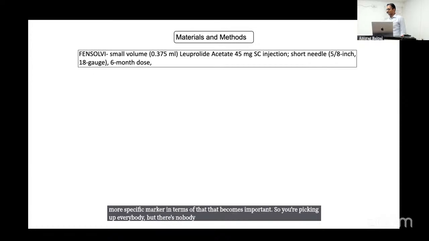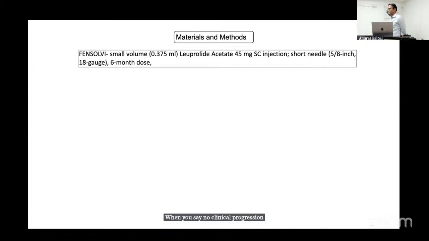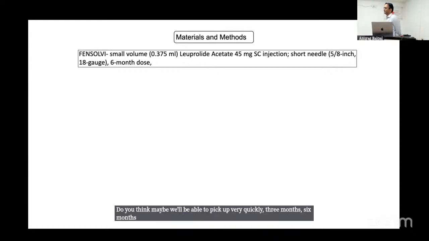Now the big point is, when you say no clinical progression in 6 months, are we that good to pick that up? No. Do you think Vibha will be able to pick up very quickly, at 3 months, 6 months? The breast development usually is very vague. It is usually the same. First dose, it may go up a bit. Bone age is too early. So I think if you do this study over a 2-year period, 3-year period, that will make more sense, which has already been done for the other preparation. So I think this is the same confirmation.